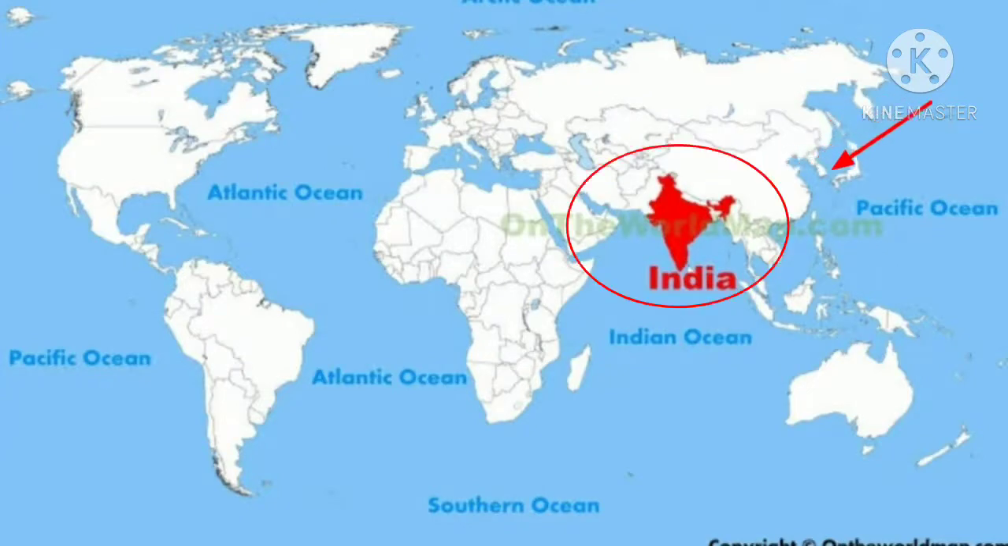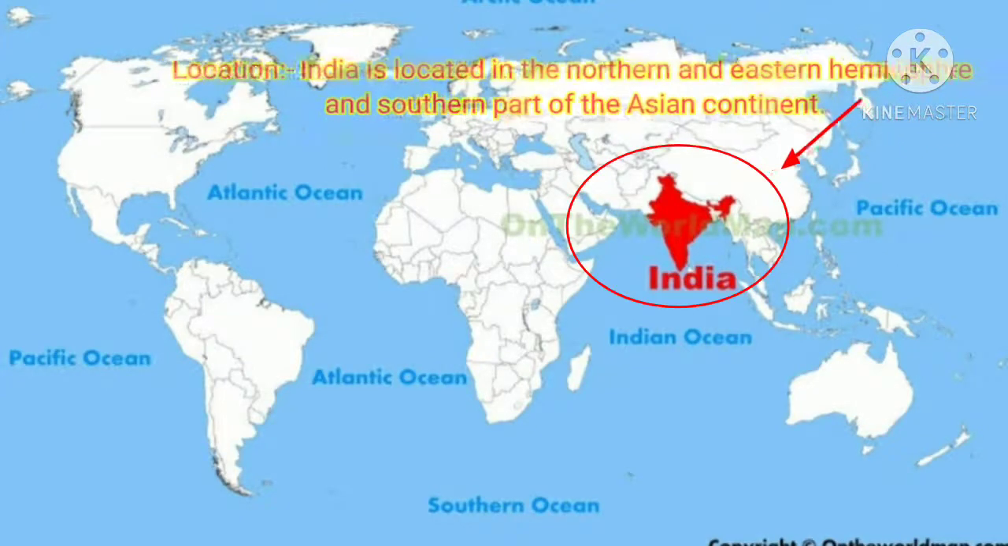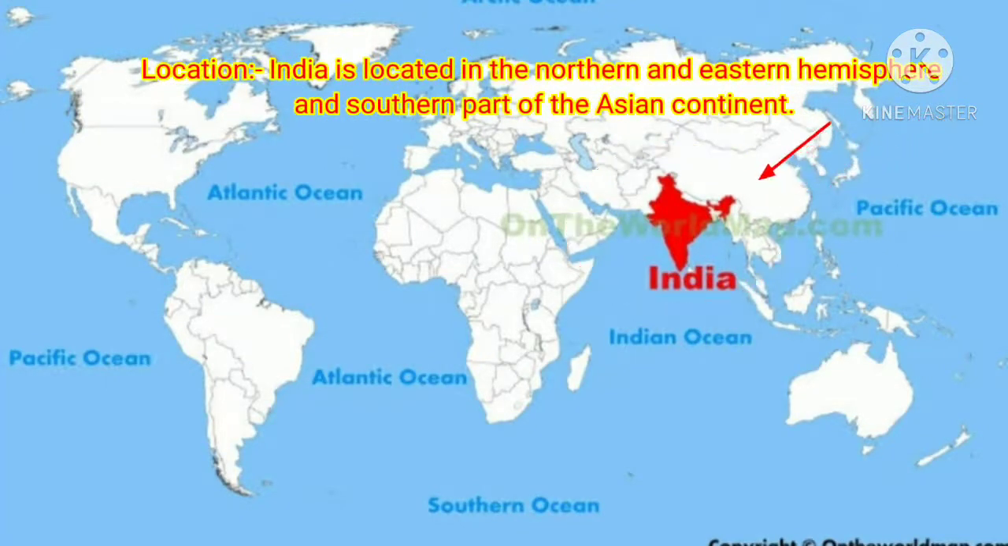Now look at the map. Location of India. India is located in the northern and eastern hemisphere and the southern part of the Asian continent. Now we will see first the absolute location of India and then the relative location of India.